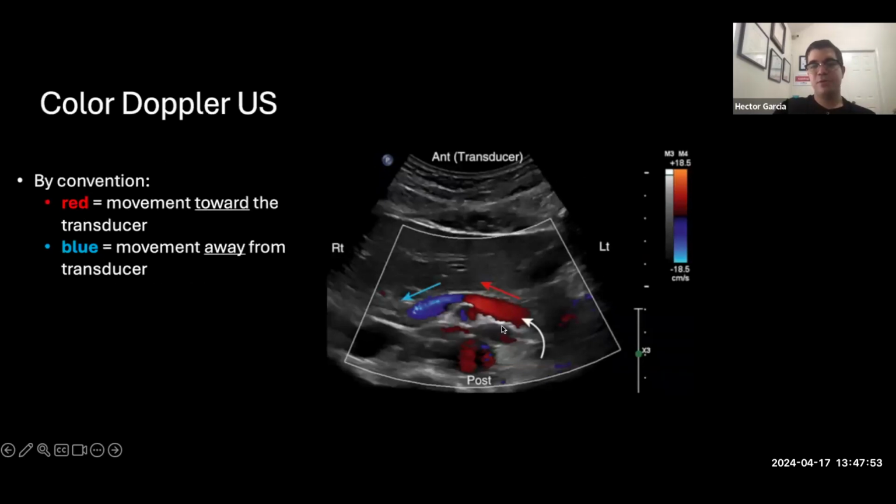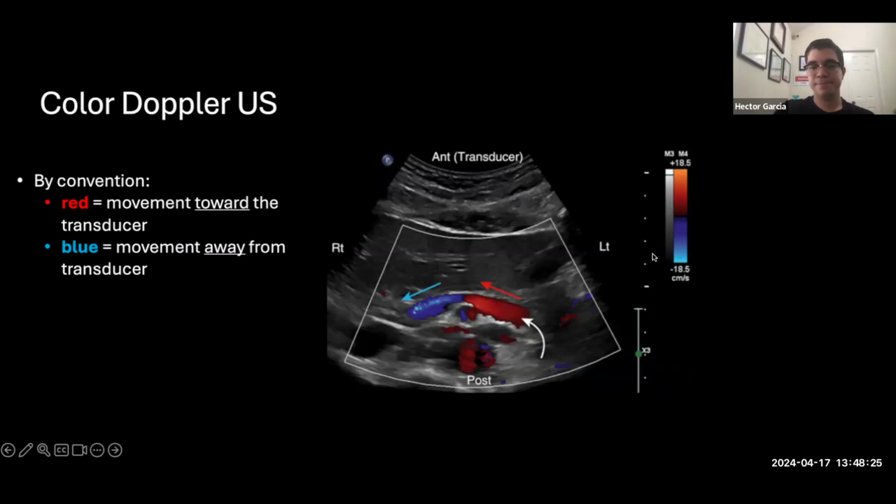So first, let's establish some conventions. So this is a splenic artery. If the blood flow is flowing toward the transducer, it is red. If it is flowing away from the transducer, it is blue. It has nothing to do with oxygenation. I know a lot of books display red and blue with oxygenation, but this has nothing to do with ultrasound. If it flows toward the transducer, it's red. Away from the transducer, it is blue.